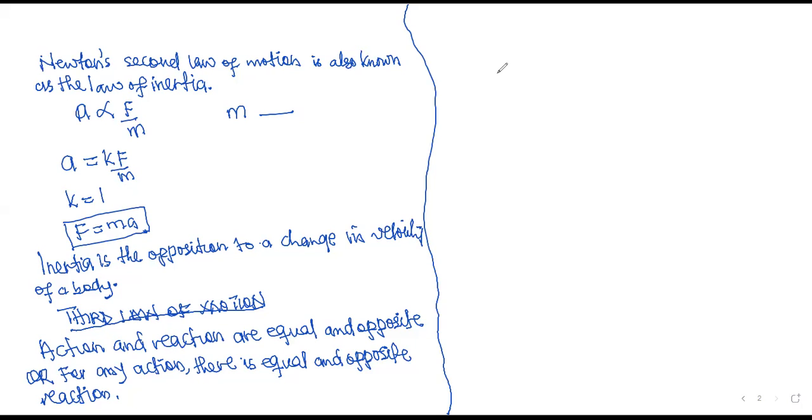So when you sit on a chair and it breaks, it means that the chair is not able to provide the force which will balance your weight. That is why you must fall vertically. Is that okay? So action and reactional forces are equal and opposite.